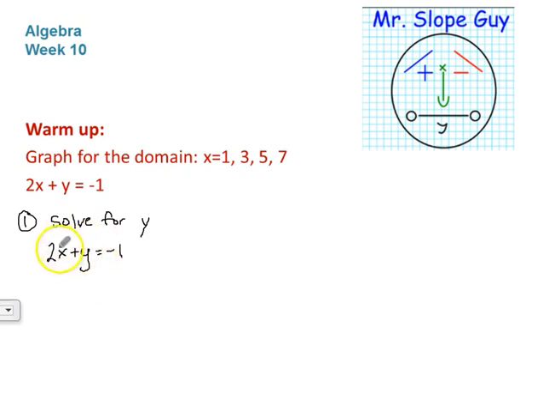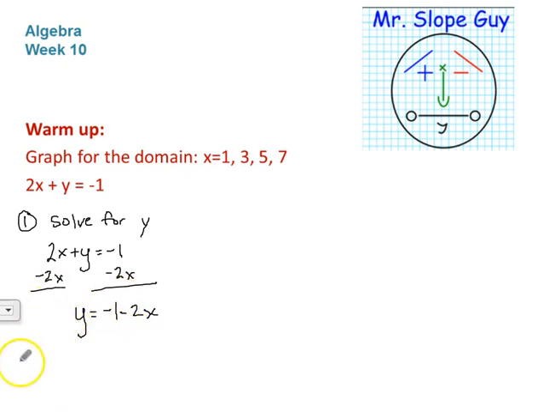In order to solve for y, we need to move this 2x to the other side of the equation. And we can do that by subtracting 2x. 2x is being added. There's a plus sign, not a negative sign, so we know that 2x is positive. We're going to do the opposite of adding. We're going to subtract 2x from both sides. Then we get y equals -1 minus 2x. Or you can have -2x minus 1. It doesn't matter which order. The important part is we solve for y.